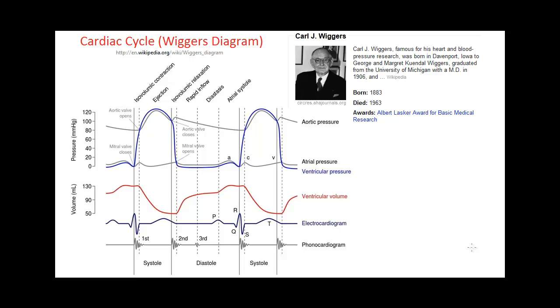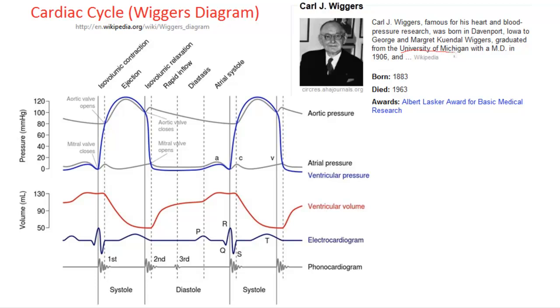Alright, so this is the cardiac cycle diagram. It's also known as the Wiggers diagram because it was created by Dr. Carl J. Wiggers, who, as you can see, graduated from the University of Michigan in 1906. So this diagram has been around for over 100 years.